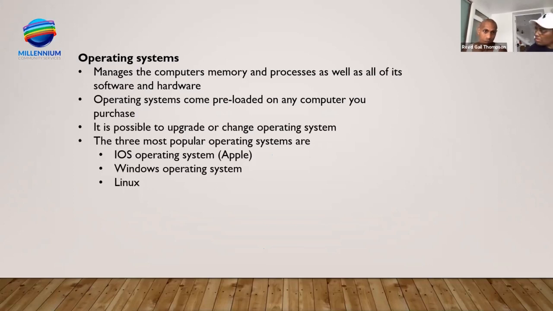So operating systems usually come preloaded on any computer you purchase, and it's possible to change or upgrade the operating system. The three most popular operating systems are the Apple one, iOS, or Windows, which probably a lot of people are most familiar with. And there's also another one called Linux, which runs on the same kind of hardware that Windows would run on, but is open source and therefore available free, which might sound great.